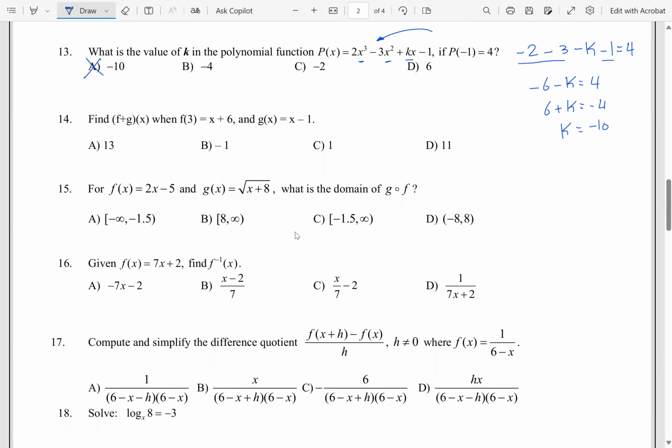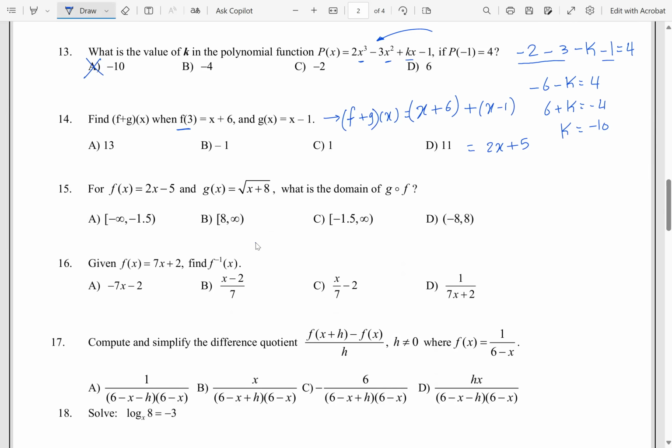Find f plus g of x when f of x is equal to x plus 6 and g of x is equal to x minus 1. Just add the functions normally, very similar to adding like expressions. You have x plus 6, and I'd like to add x minus 1 to it. So the answer is 2x, and 6 plus negative 1 is 5. So the sum of f plus g is 2x plus 5.